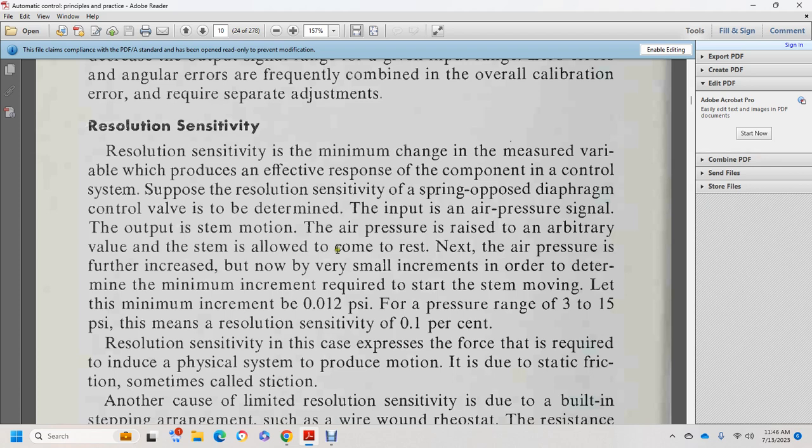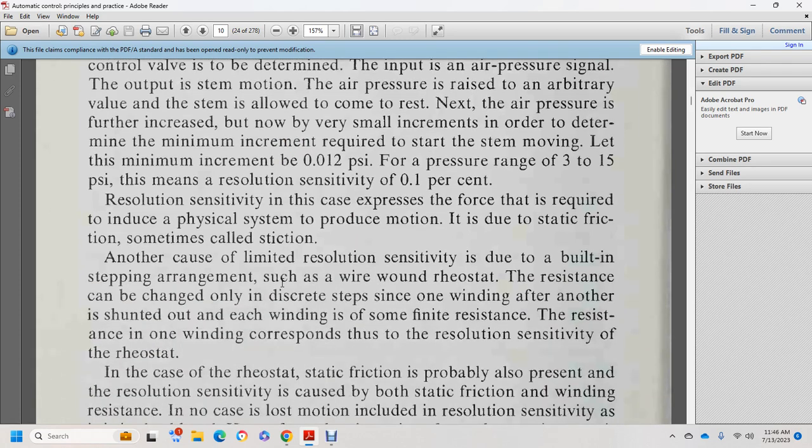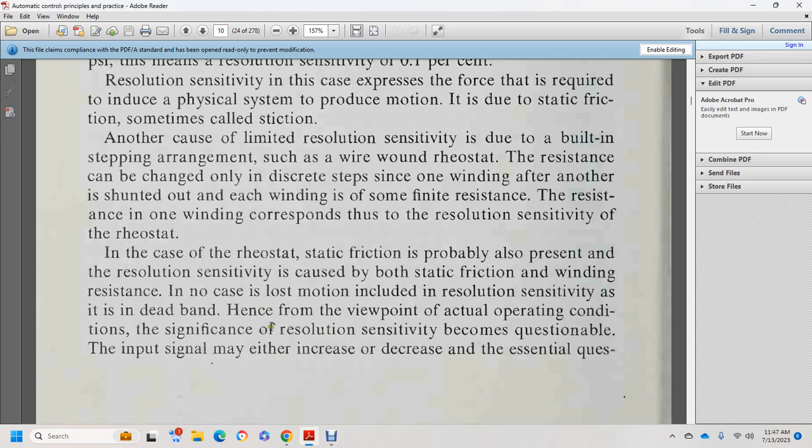Resolution sensitivity with the K for the express the force of the required with the introduced physical system to produce motion is due to the static friction, sometimes called stiction. Another cause limited resolution sensitivity due to the built-in step of the arrangement of the wire wound rheostat. Resistance can be changed with a discrete step since one winding for another is shunted out. Each winding is somewhat of finite resistance. Resistance as one winding corresponding thus the resolution sensitivity of the rheostat. In this case, if the rheostat with static friction is probably with the percent of the resolution sensitivity called for the both static friction and the winding resistance.